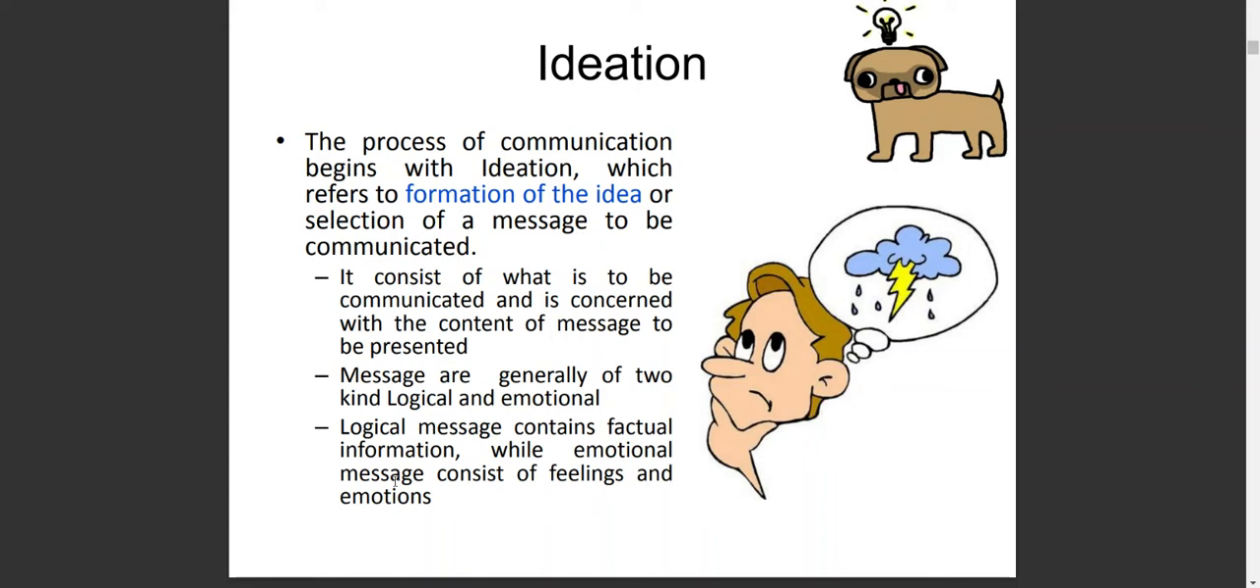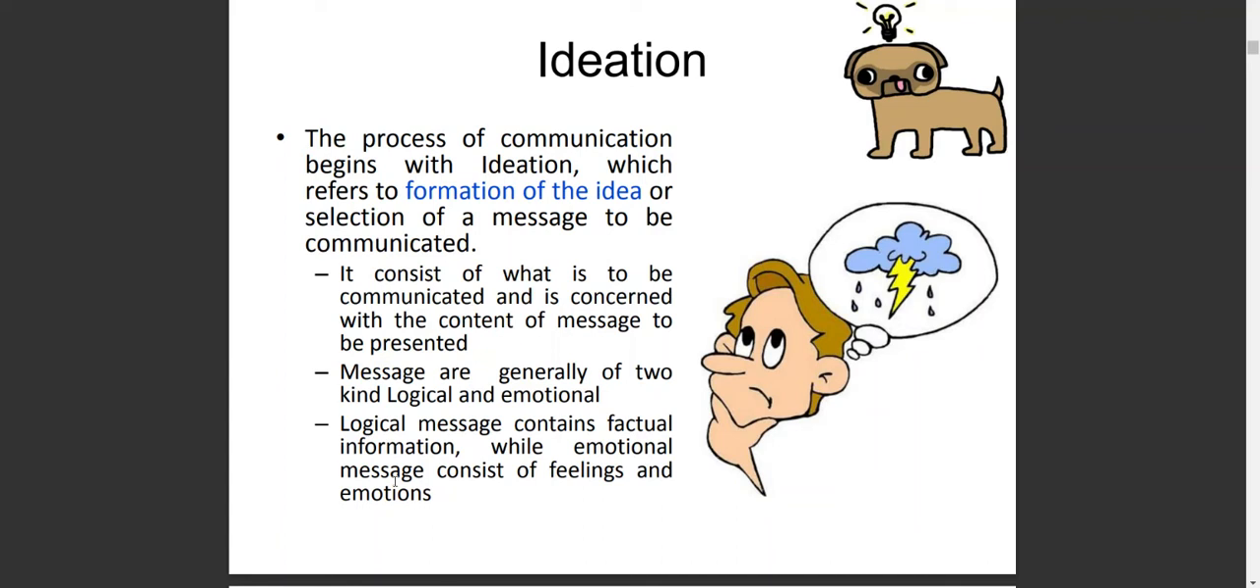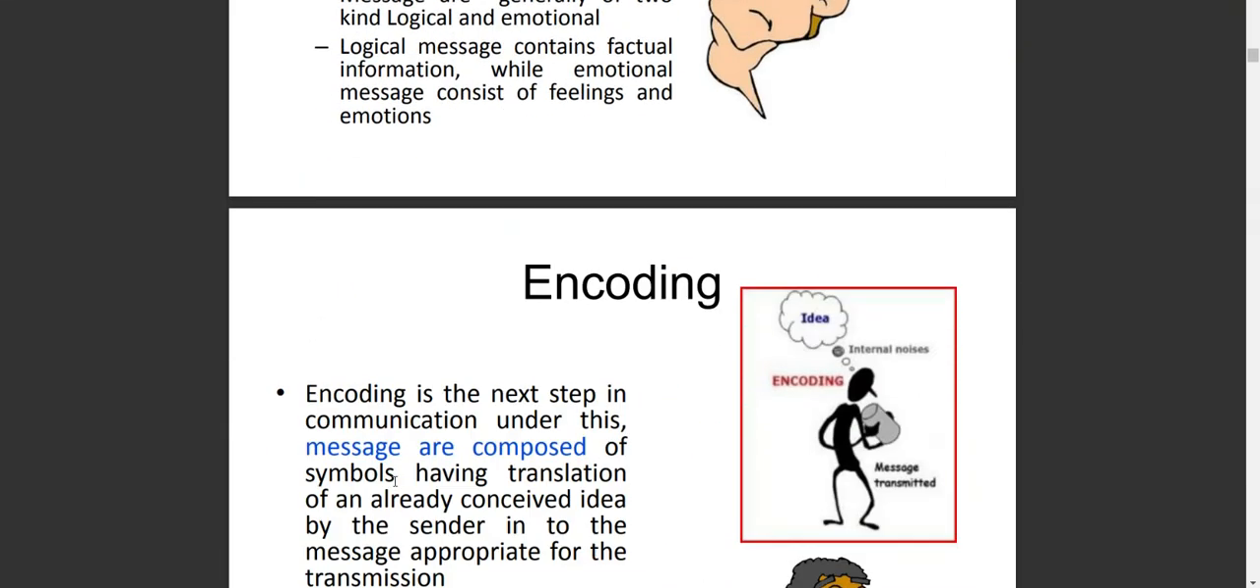Ideation. The process of communication begins with ideation, which refers to the formation of the idea or selection of a message to be communicated. It consists of what is to be communicated and is concerned with the content of the message to be presented. Messages are generally of two kinds, logical and emotional. A logical message contains factual information while an emotional message consists of feelings and emotions.